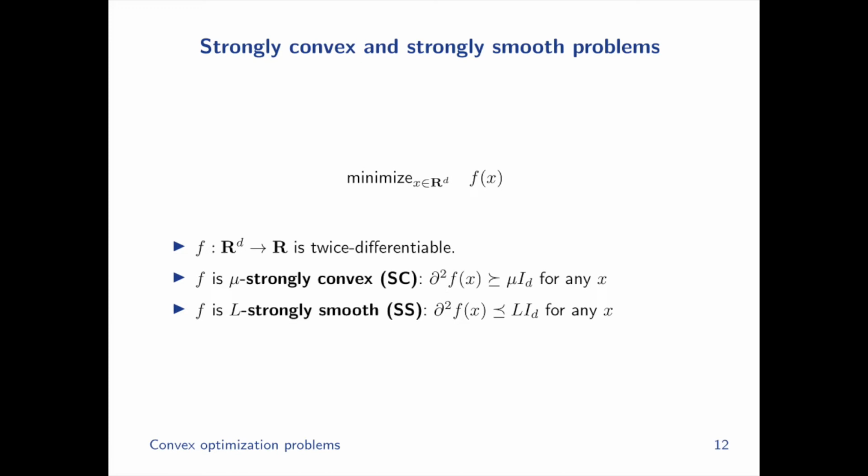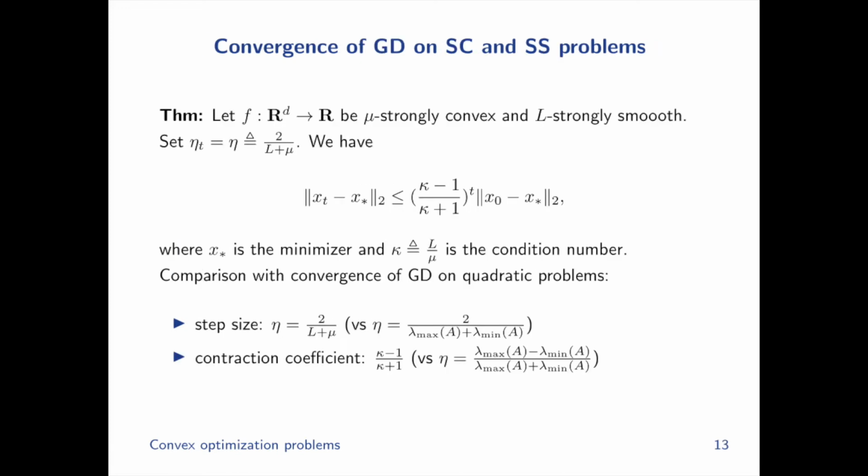Oh, and last thing I want to note is that these bounds are uniform. So you have to use the same mu and the same L for any value of the optimization variable, for any x. Okay, so let's look at the performance of gradient descent on strongly smooth and strongly convex problems.